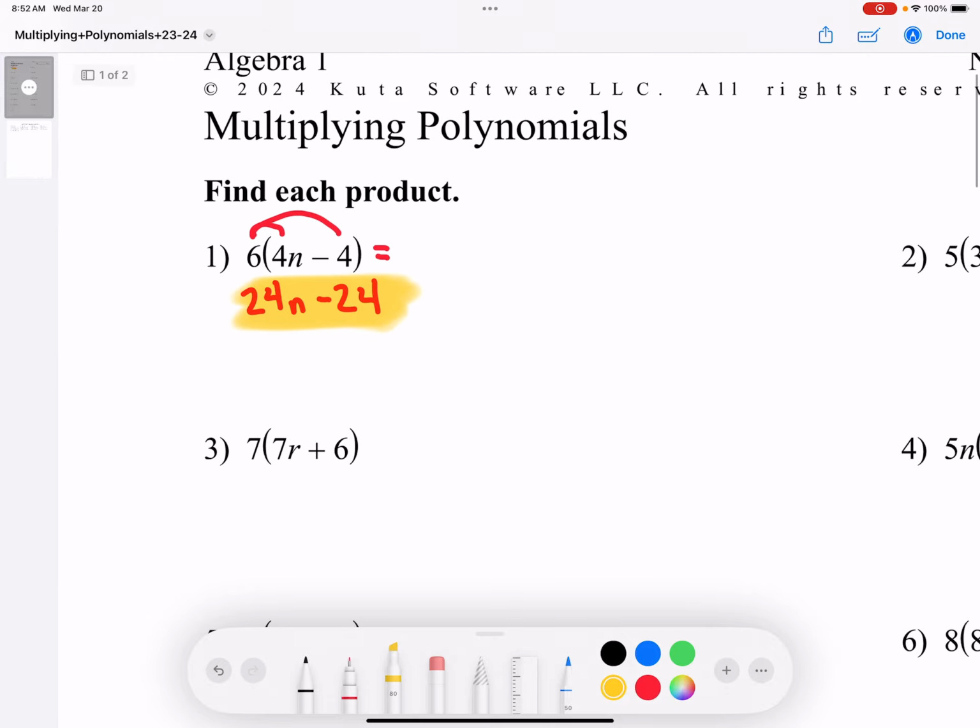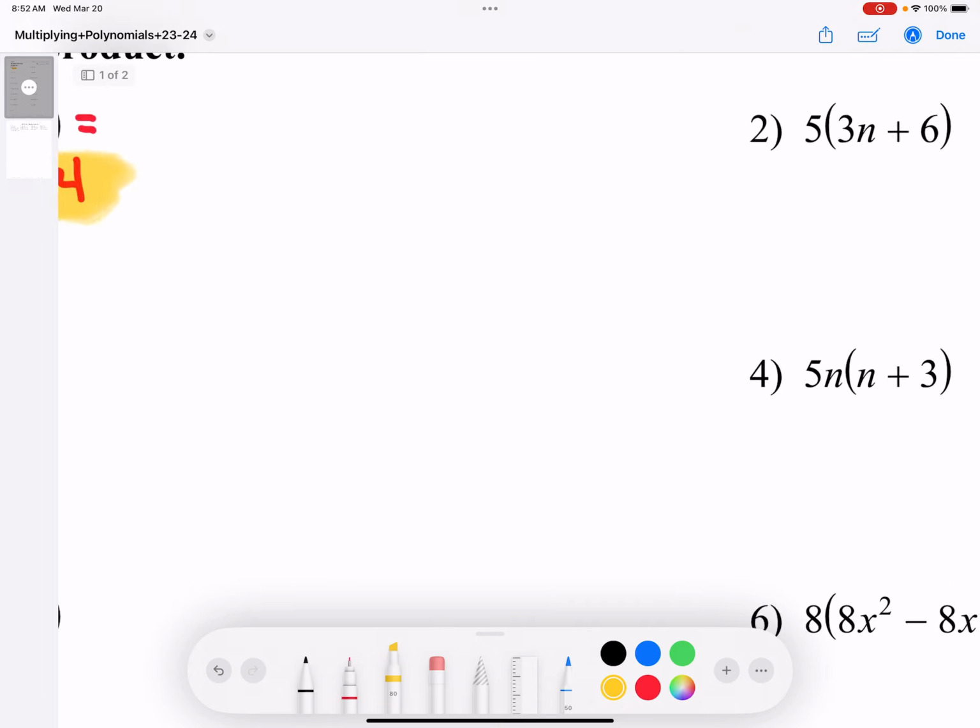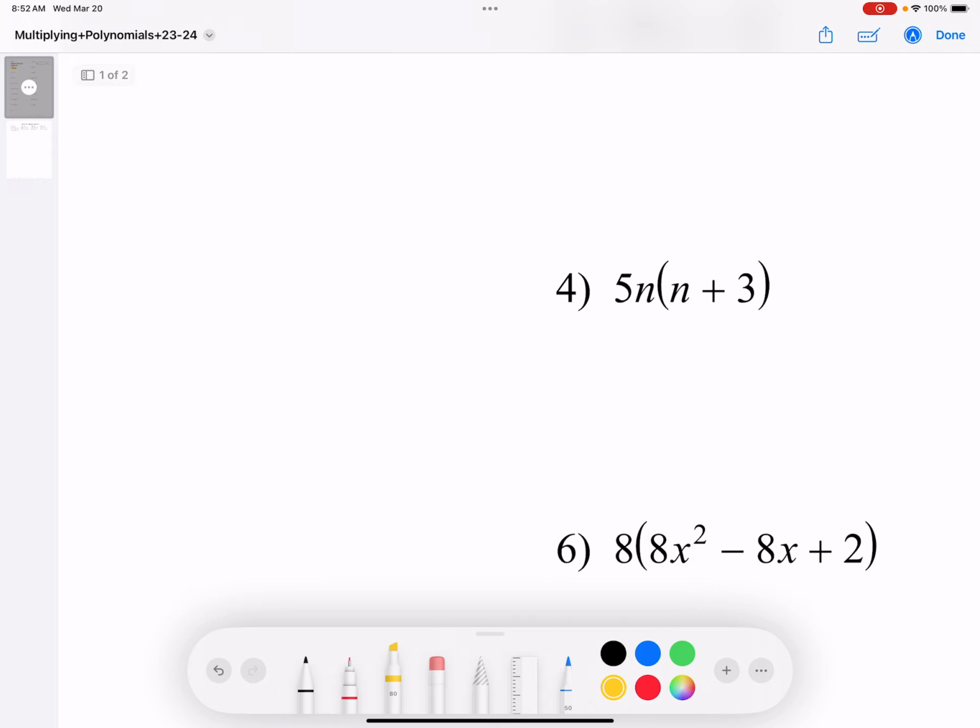So let's do one with some variables out front. So let's look at number 4. So on this one, when you distribute the 5n, you do 5n times n is 5n to the second power, because each of these n's have a 1, which we've done before. You don't have to write those ones, just know that n times n is n to the second. And then 5n times 3, you just do 5 times 3 is 15, and you keep the n. And that's it on that one.